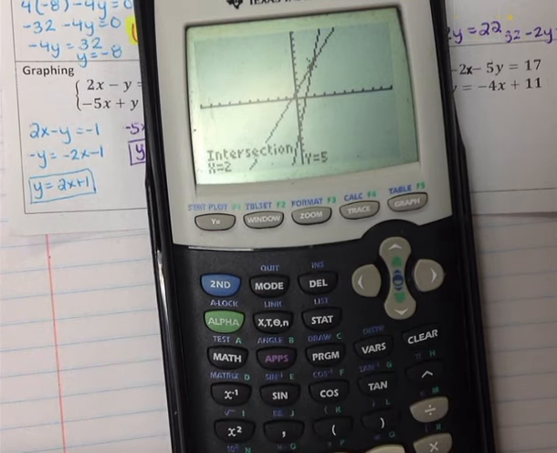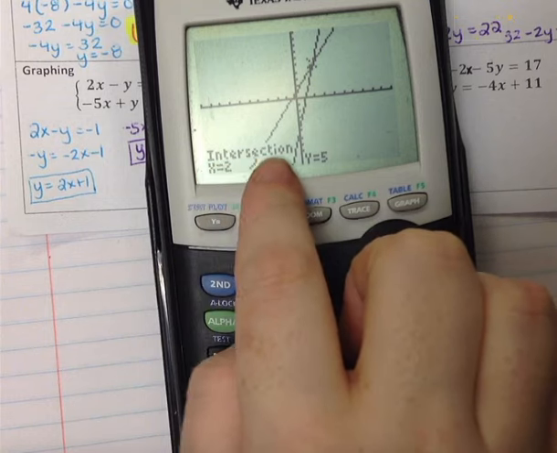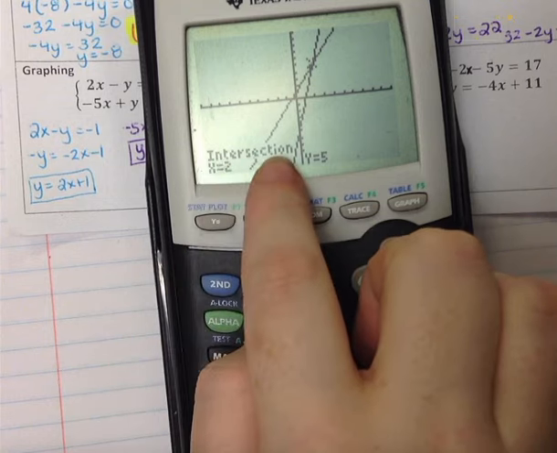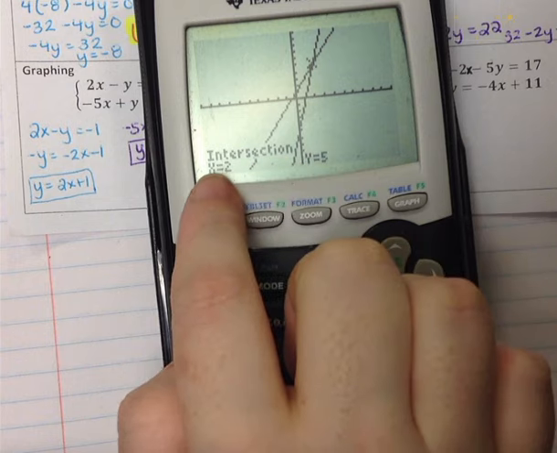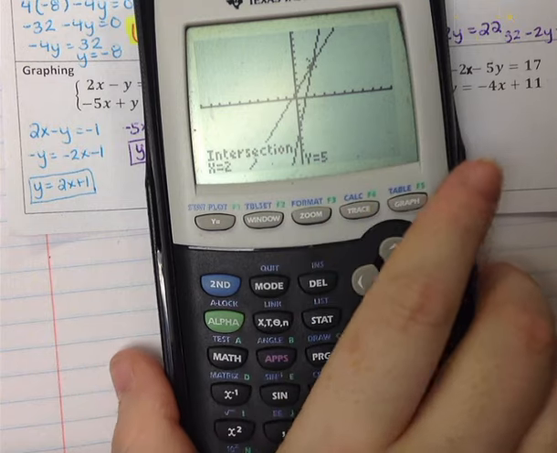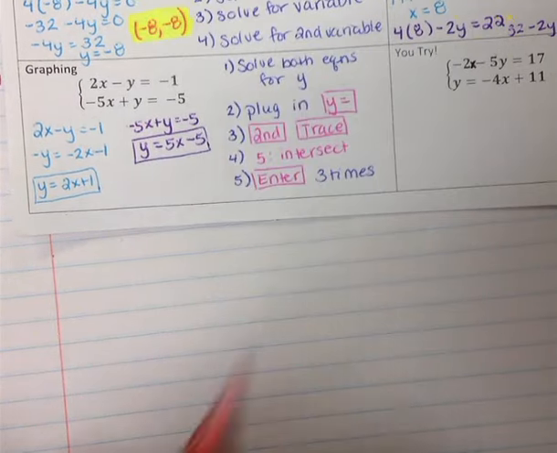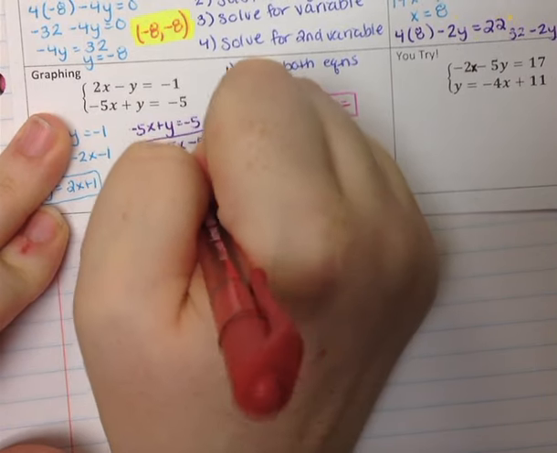For our intersection, we do not stop, press, and enter until it says intersection. Once it says on the calculator what it is we are trying to calculate, then we can stop. So the x is 2 and the y is 5. That means that the coordinate is (2, 5). So I'm going to write parentheses 2, 5, close parentheses.